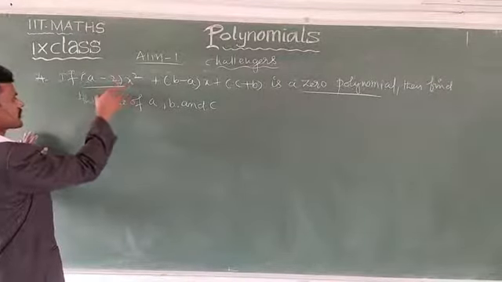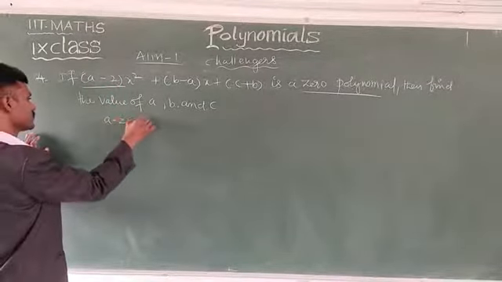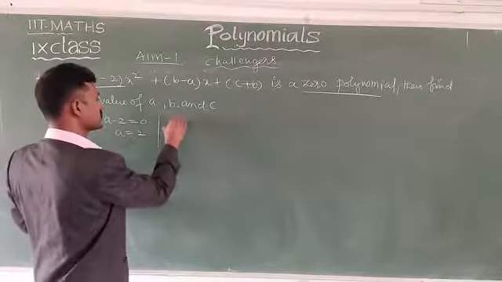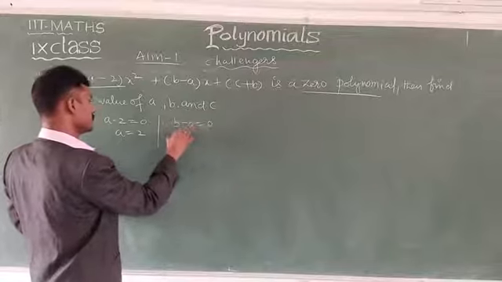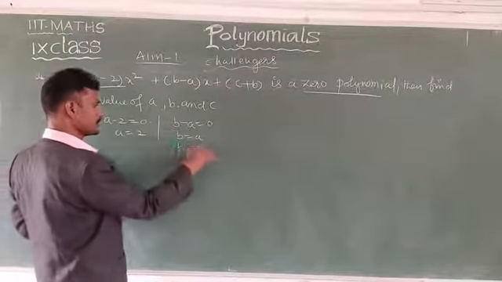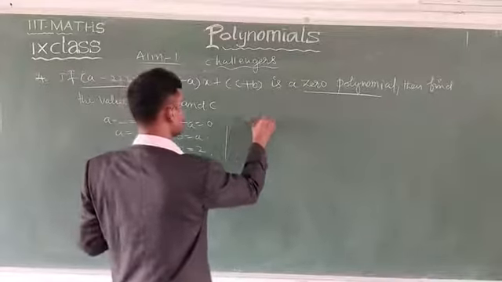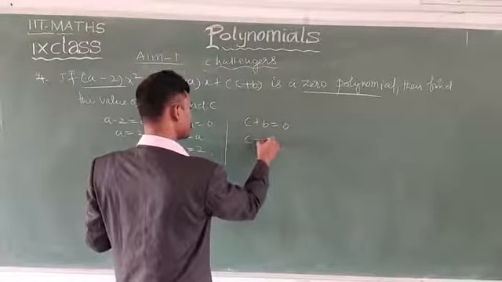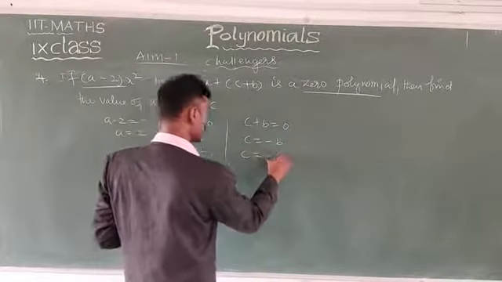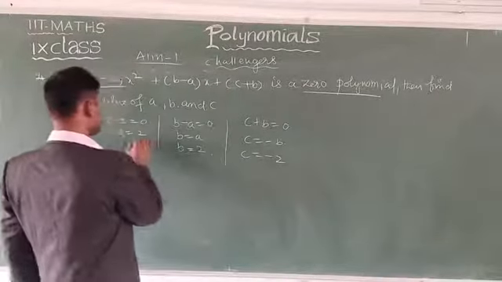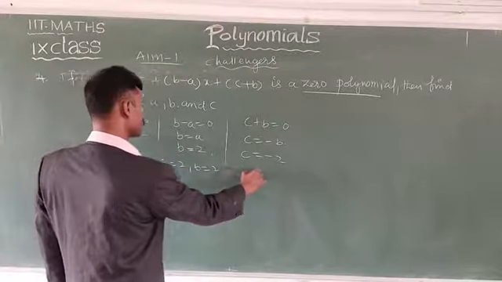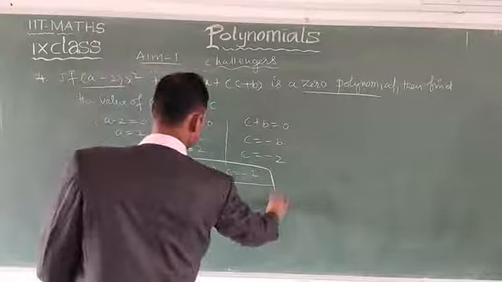The x square coefficient is a minus 2 is equal to 0, then a is equal to 2. Then b minus a is equal to 0, then b is equal to a, already we know that a is 2, then you can write here 2. Next c plus b is equal to 0, c is equal to minus b, already we know that b is equal to 2, then c is minus 2. Okay, now a is equal to 2 and b is equal to 2 and c is equal to minus 2. Note down.